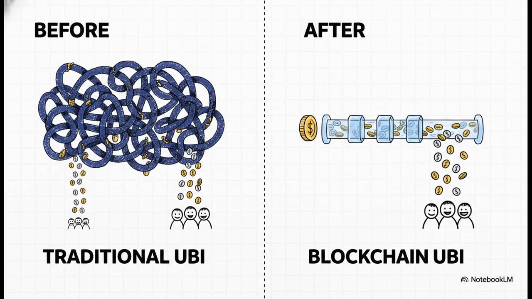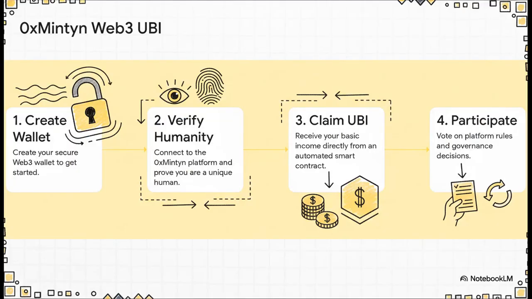It's a great idea in theory, but in practice, traditional systems are often a mess. Money gets lost to corruption, bogged down in bureaucracy, and payments can be delayed for months. This is exactly the kind of problem that blockchain and smart contracts were built to solve. So check out how a project like 0xMintin is doing it.